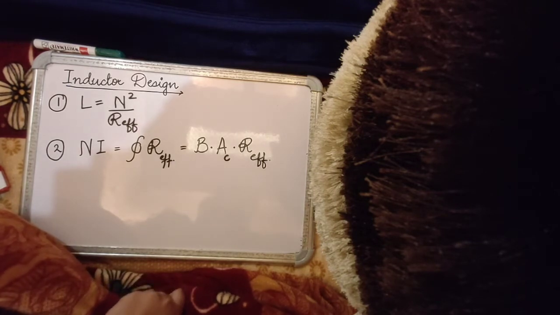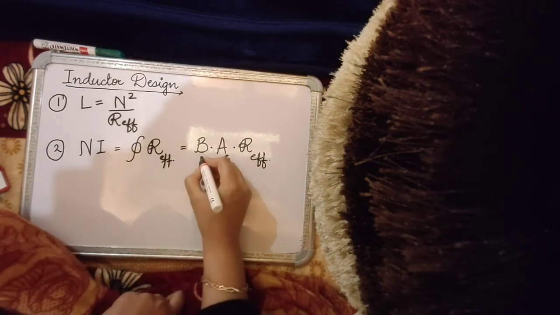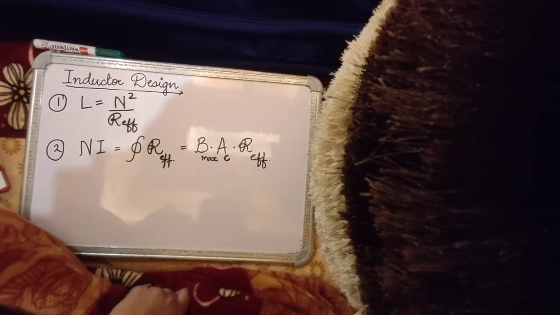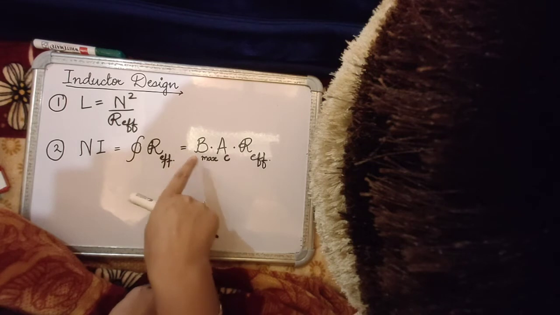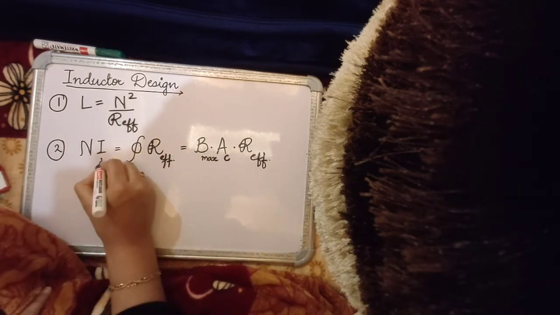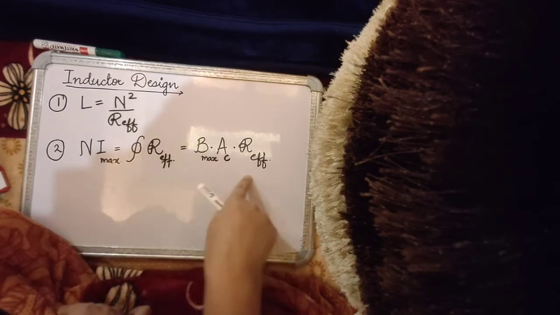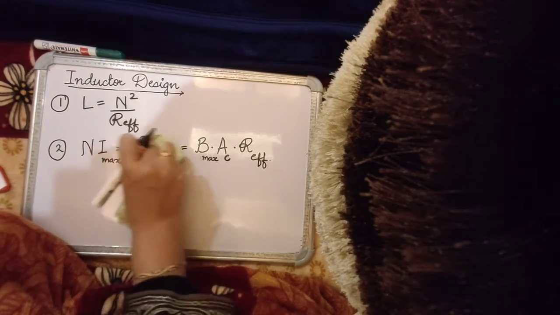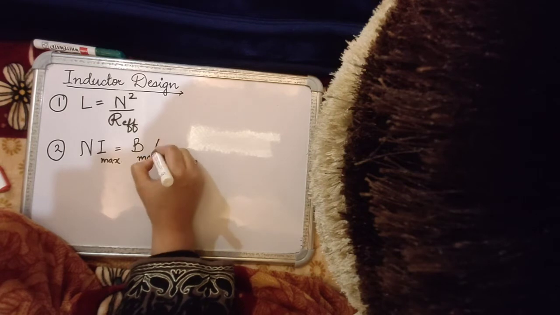Now whenever I choose a core, in the data sheet it generally mentions a maximum flux density, or magnetic field strength as you may call it, B max, and corresponding to a B max there will always be some I max, and this gives me the second constraint. This equation gives me the second constraint, that is Ni max is equal to B max into AC into effective reluctance.